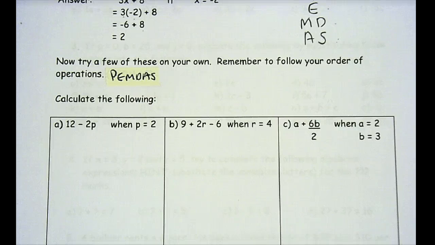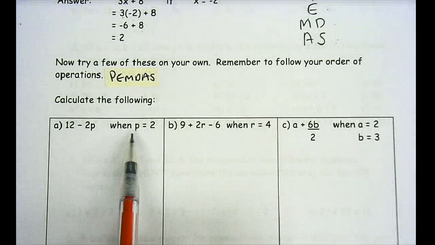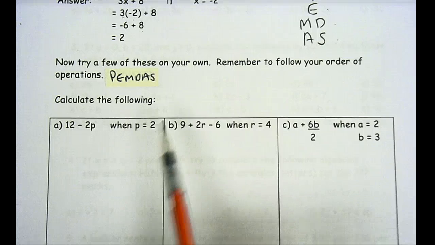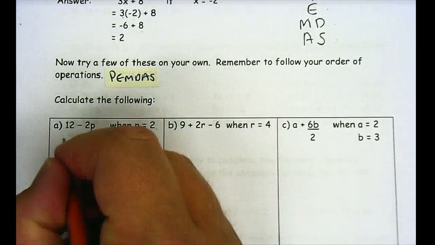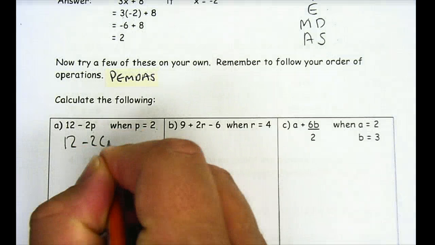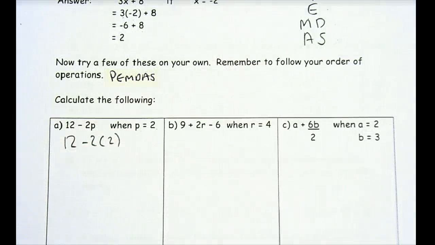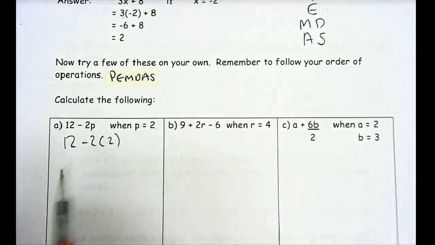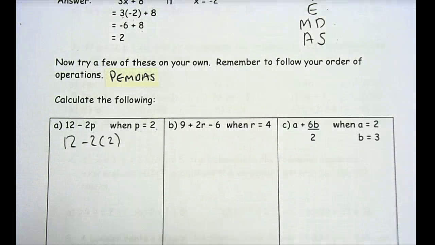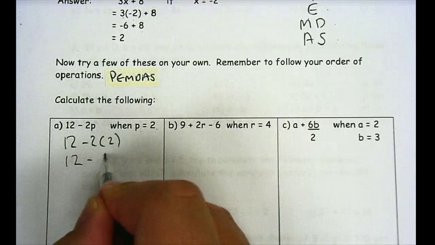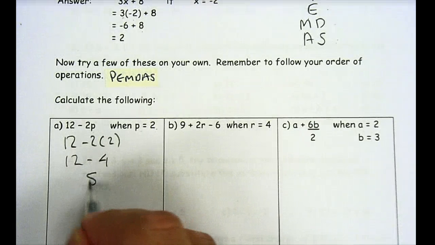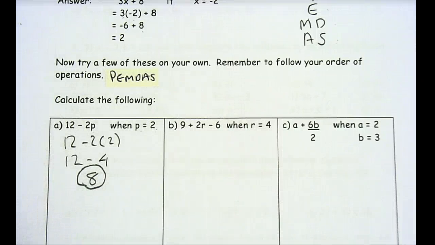Okay, Oak Rovers, let's see how you did. So the first one, I have 12 minus 2p when p is equal to 2. So the first thing I have to do is replace p with 2. So if I do that, I end up getting 12 minus 2 times 2. Then it's an order of operations problem. I have subtraction and multiplication. I have to do the multiplication first. So it's going to be 12 minus 4. And then your answer is 8.